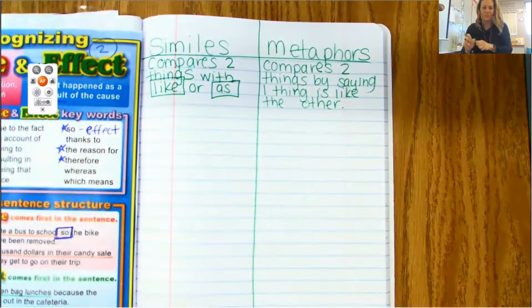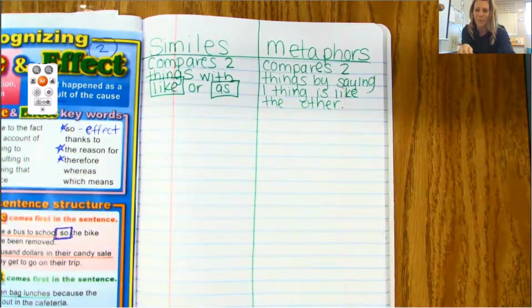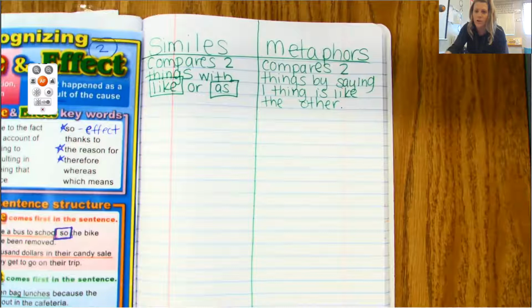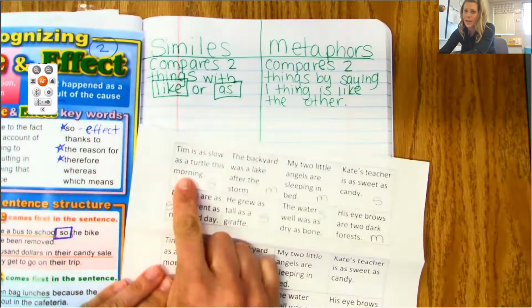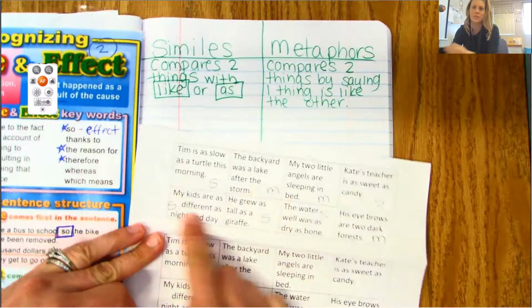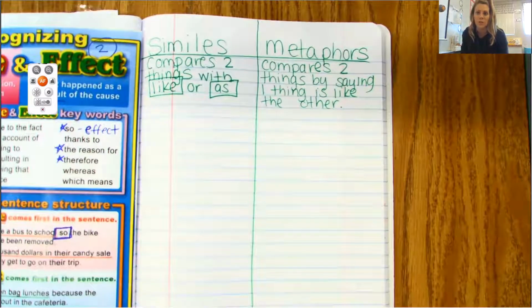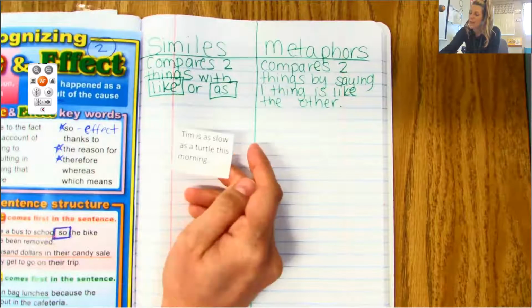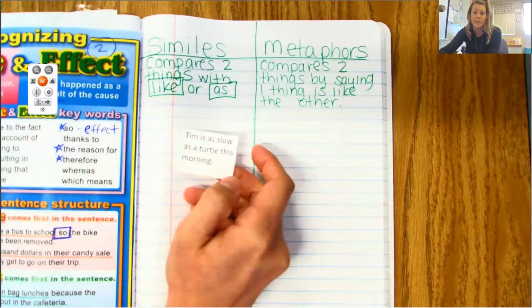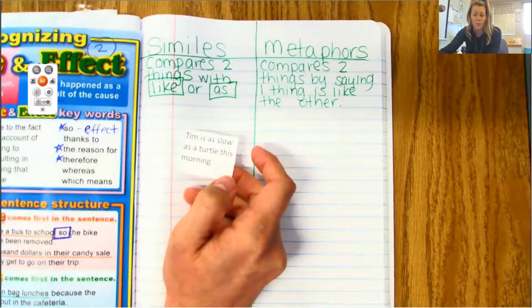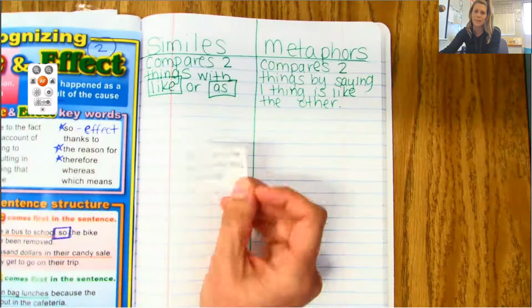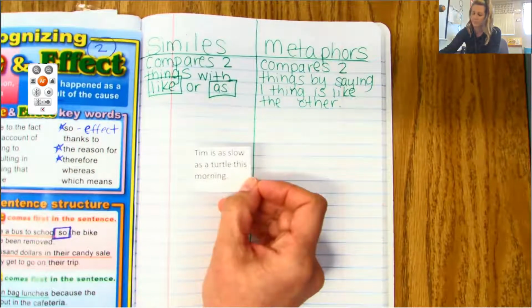Okay, so let's look at our figurative language and decide which one goes where. All right, so I am starting up here and I am going across. Oh, hopefully you didn't see my answers. All right, Tim is as slow as a turtle this morning. We're going to do two together, then I'm going to send you off on your own, and then we'll check our work. Would that be a simile or a metaphor? Go ahead and cut that one out and place it where you think it should go.